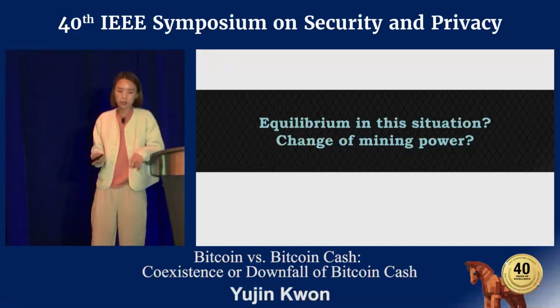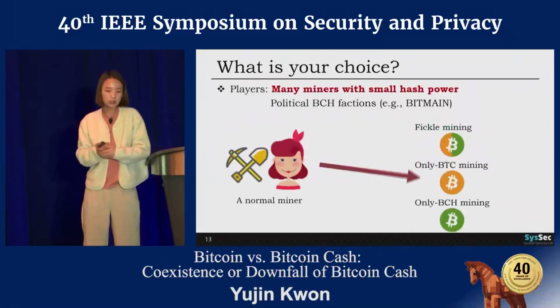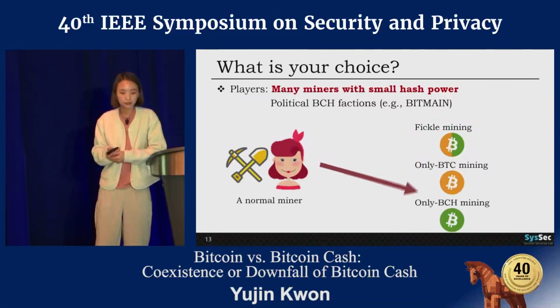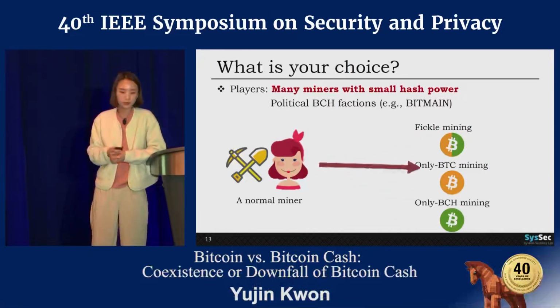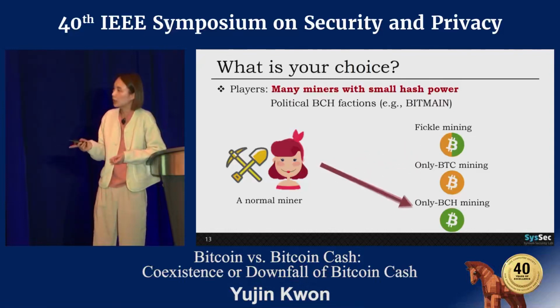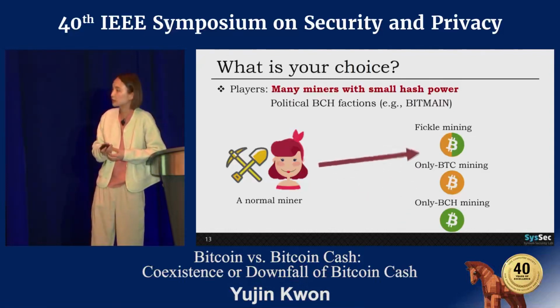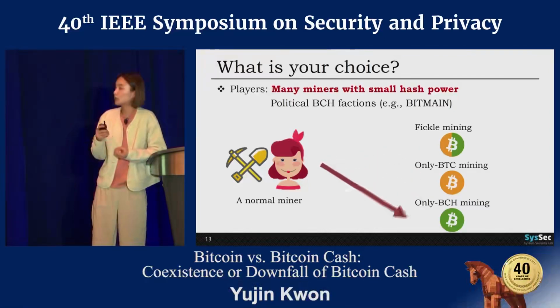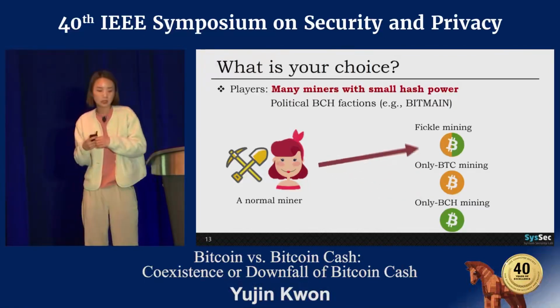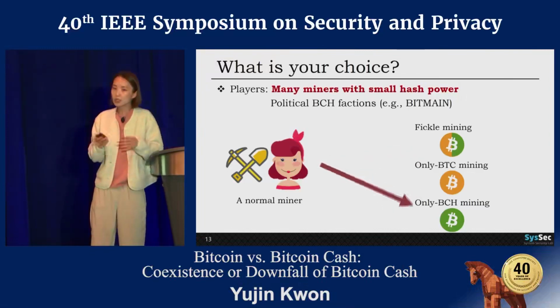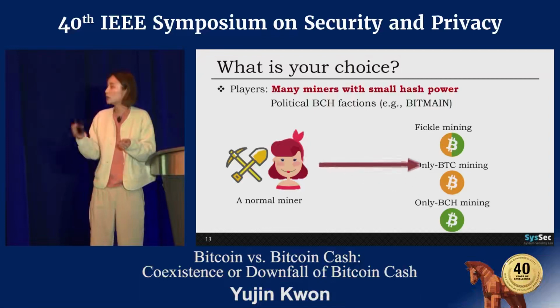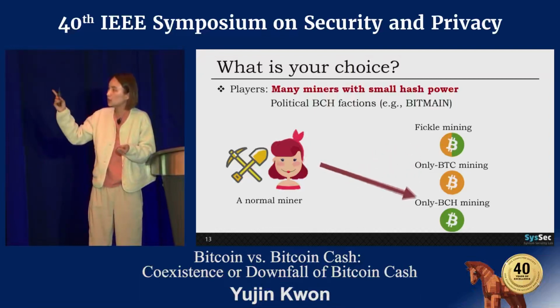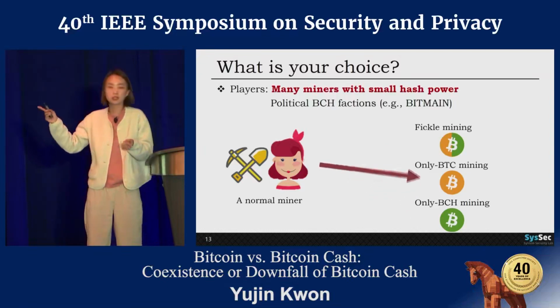Then considering this fickle mining, what will happen? More formally, what are the equilibria in this situation, and how will the mining power change? To this end, we construct a game and analyze it. There are two types of players: first, many miners with small hash power, and second, political BCH factions. The first type is the usual rational miner, who dynamically chooses the most profitable one among three strategies: first, fickle mining; second, only BTC mining; and third, only BCH mining.